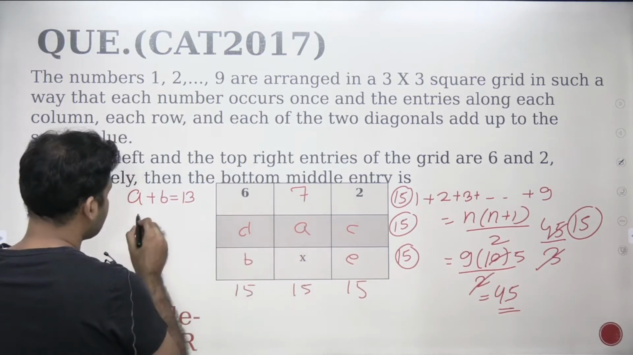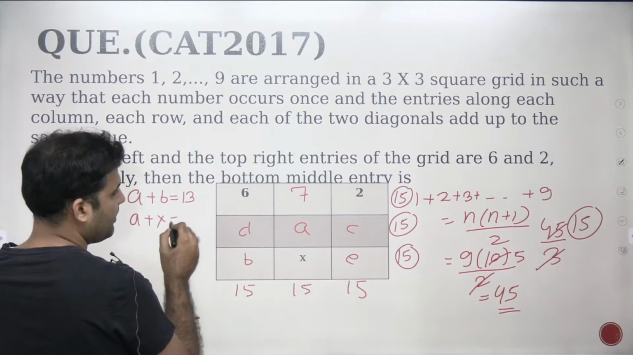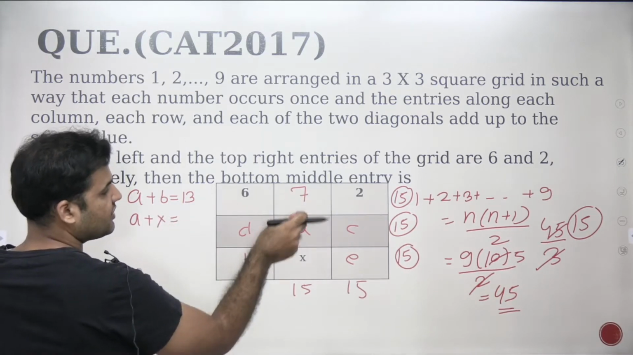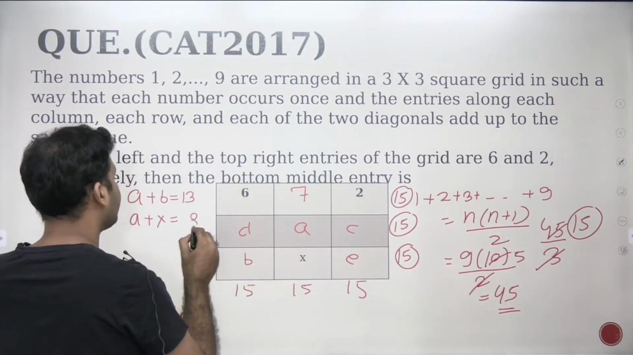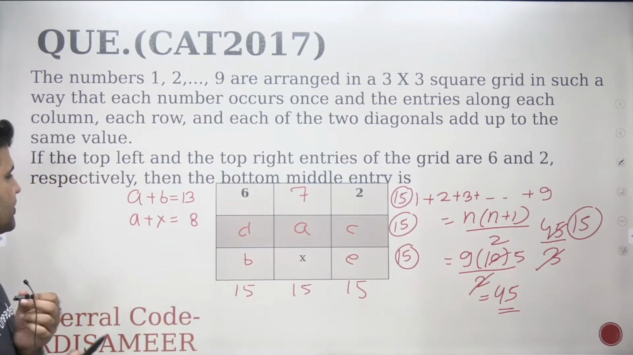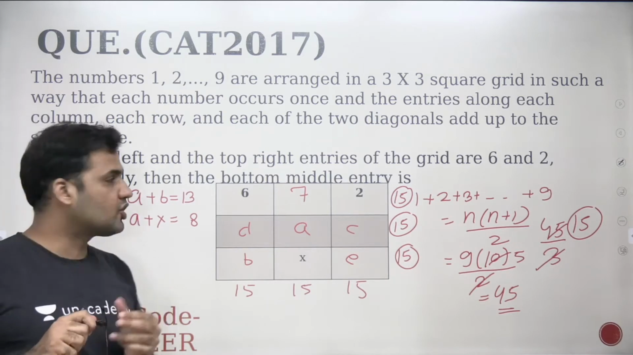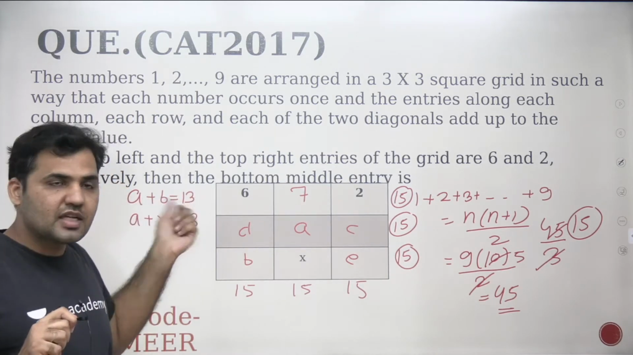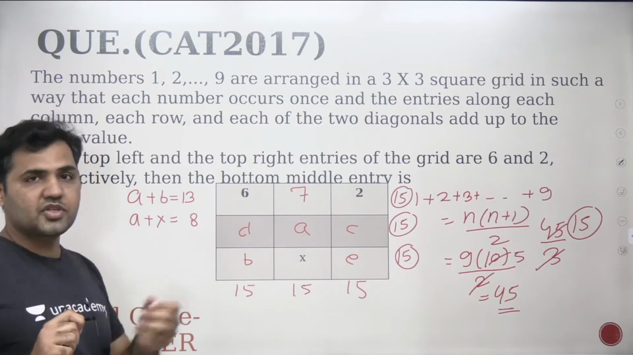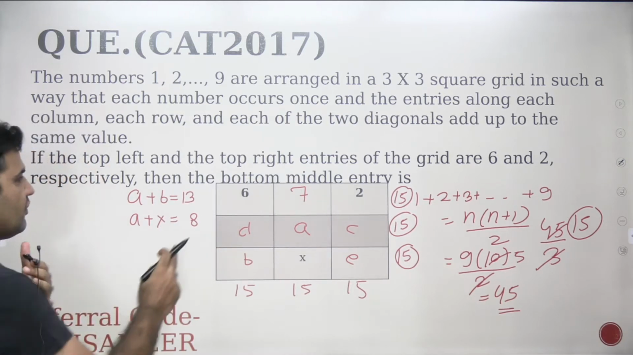I want this to be 15 also. So can I say a plus x also should be, this number is 7, so a plus x has to be 8. Now just try to see the options here. Let's find out what are the combinations of two numbers which will give us the summation as 13 or the summation as equal to 8.